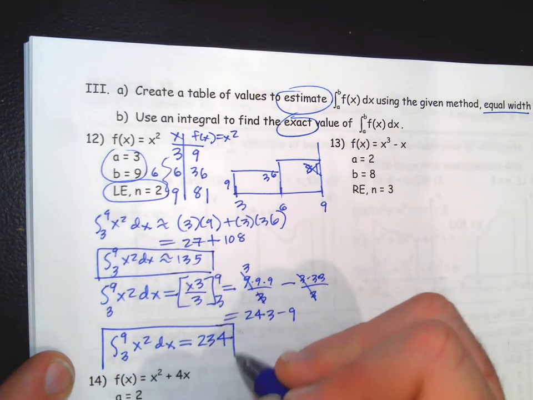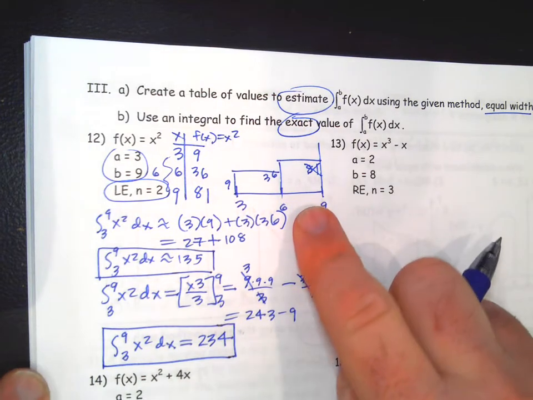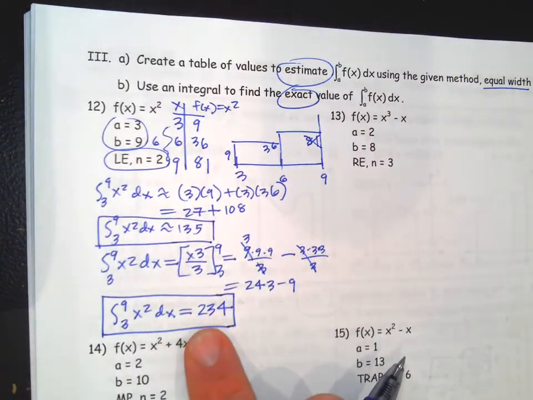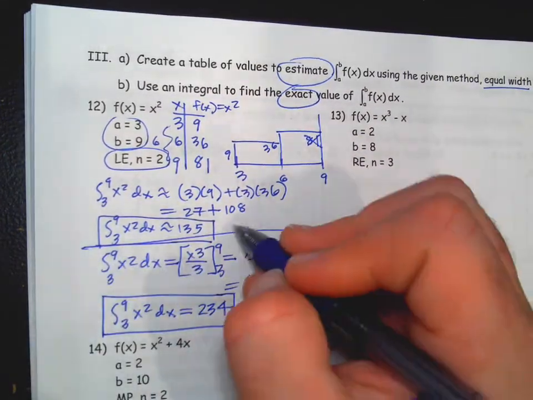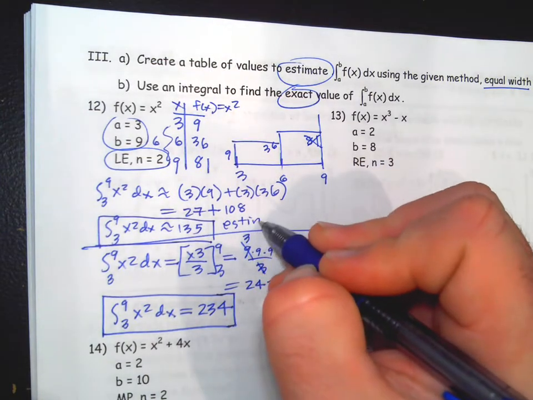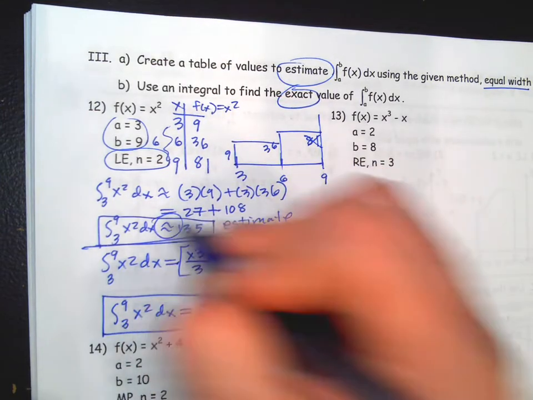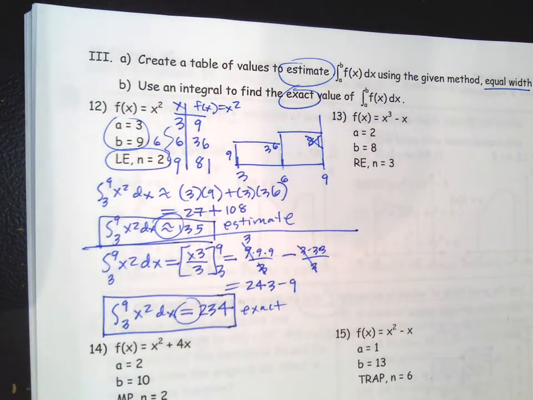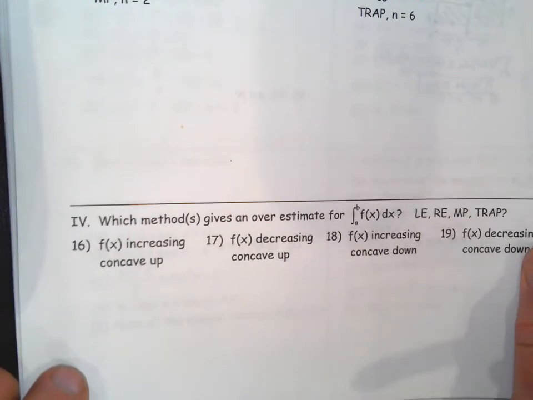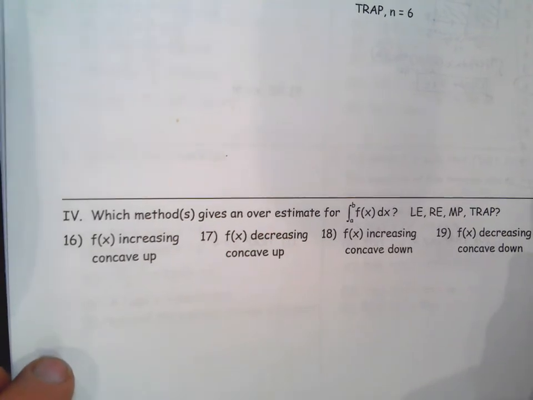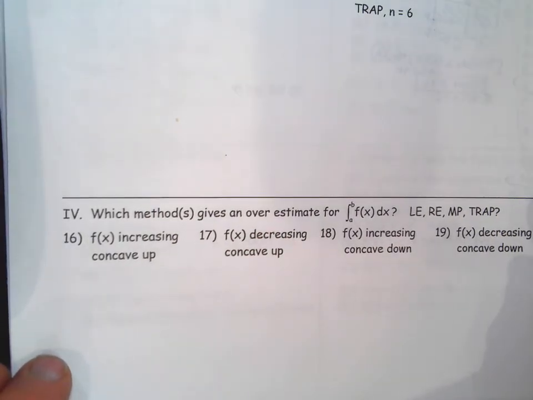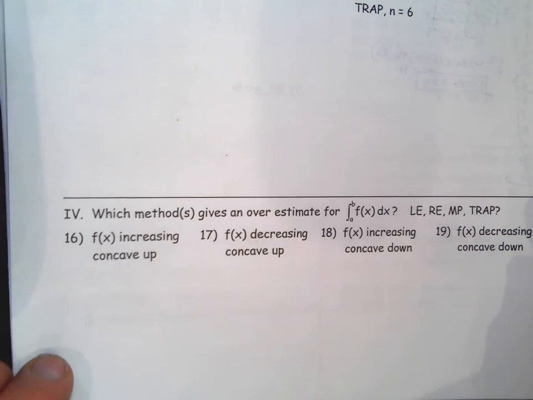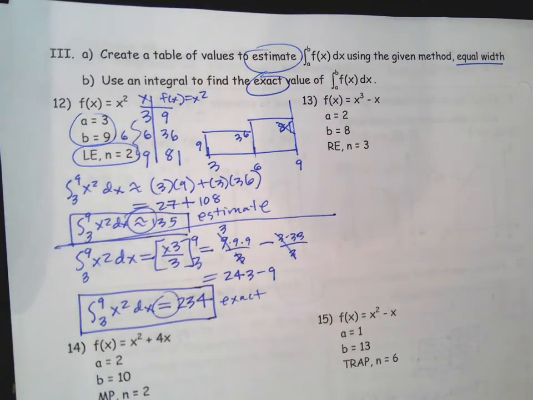So that's what you're doing on each of these. You're going to set up a table, do an estimate, and then you're going to actually find the exact. So this is an estimate, and that's why I use this symbol. This is exact, and that's why I use this symbol. And at the bottom, you're going to try and decide which ones are increasing, decreasing, or which ones are over or underestimates. And I would just draw little pictures to help you with those. So, all right, go for it. Try the problems yourself.